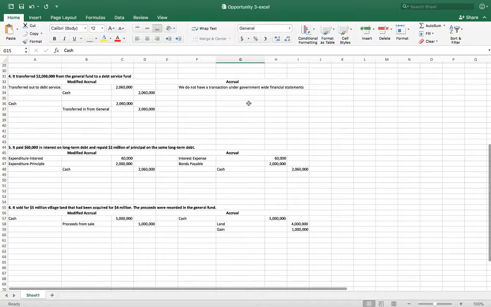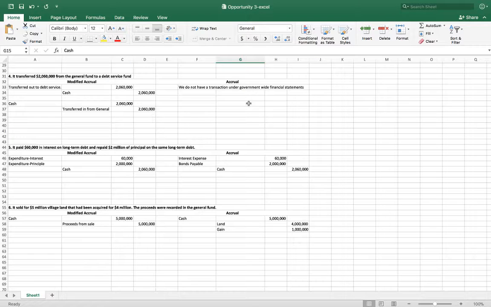And then moving over to the accrual method, so technically we don't have any money coming in or out, so therefore we're not going to have a transaction under the government-wide financial statements.